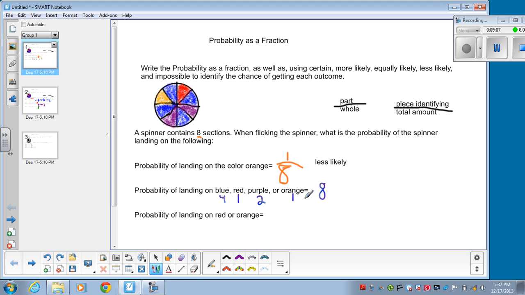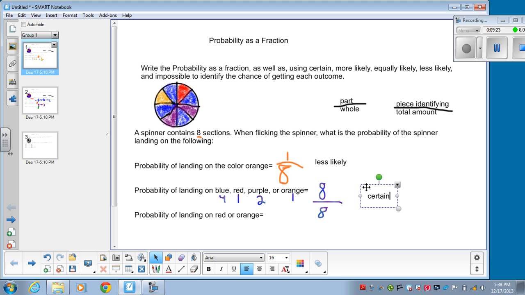And that equals 8. Out of how many? 8. So what's the likelihood of landing on a blue, red, purple, or orange? If you said certain, you're correct. It is certain that you're going to land on either a blue, a red, a purple, or orange because they are the possible outcomes on this spinner.